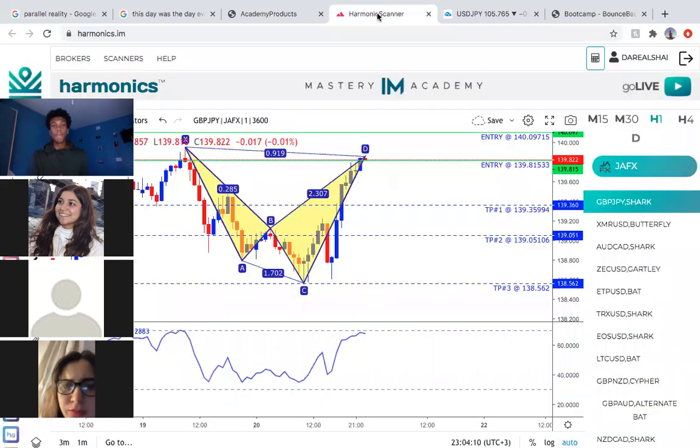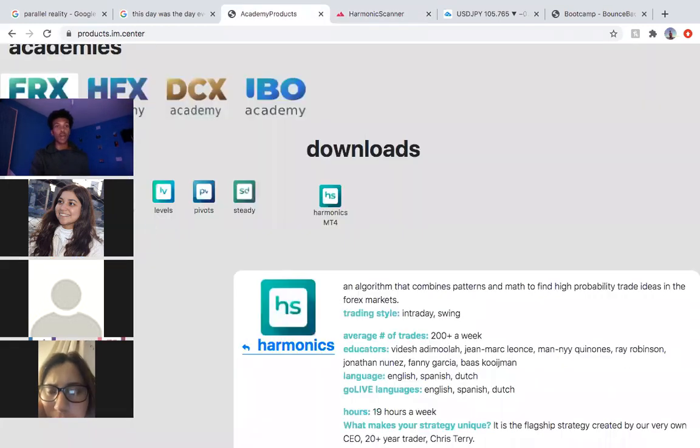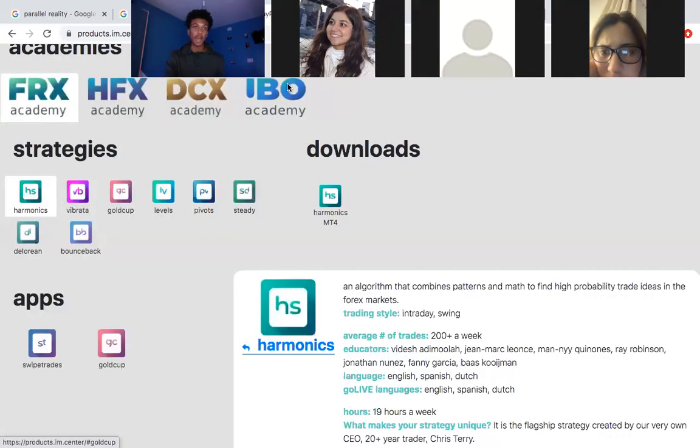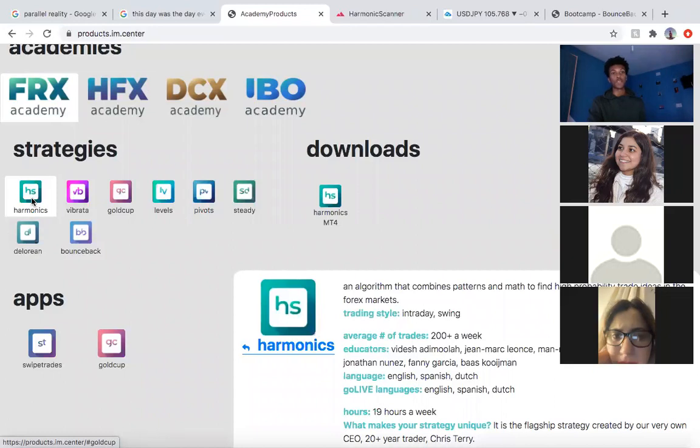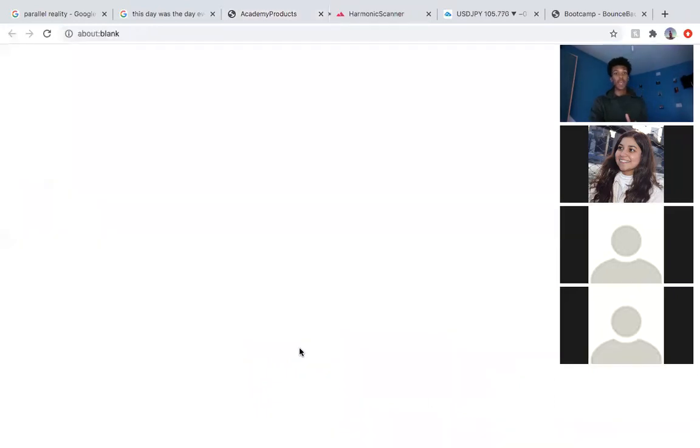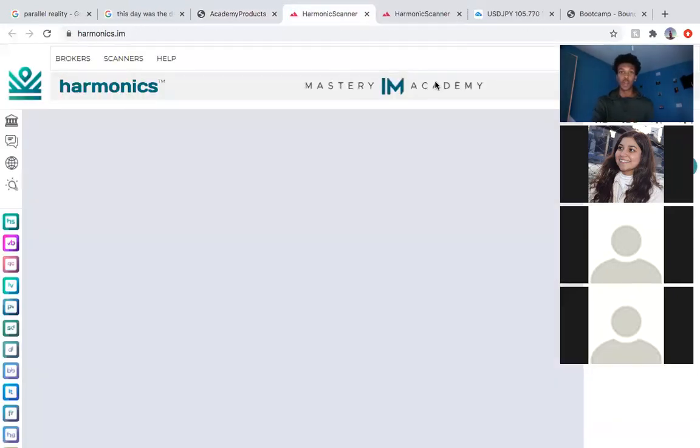But what I'm going to do is go into the Harmonic Scanner. Once you open the Harmonic Scanner, the first and foremost thing you want to do is select your broker. For anyone that hasn't used it before, the way to find it is to go to your back office, press Harmonics, press right here, and the Harmonic Scanner is going to come up.